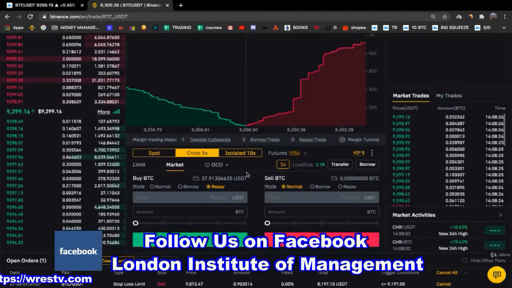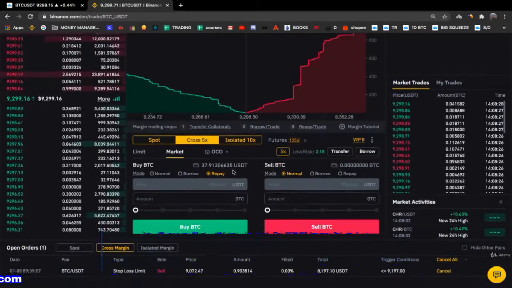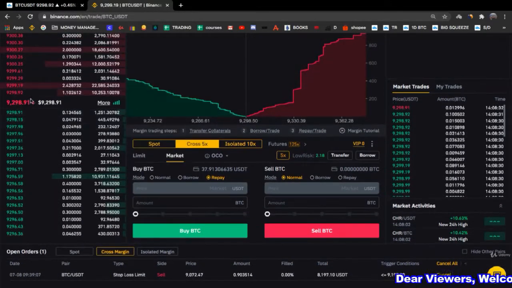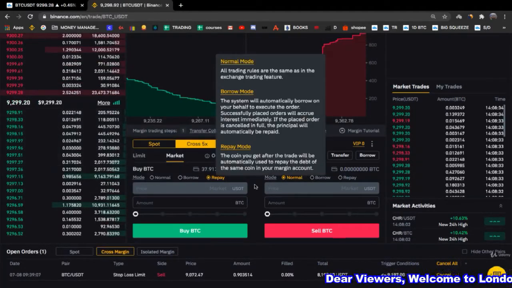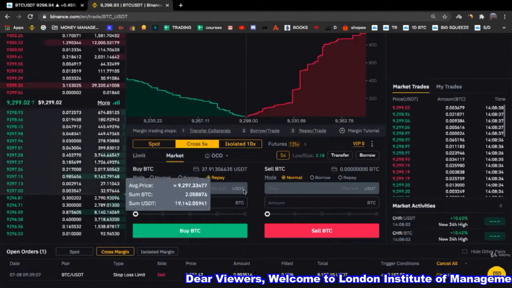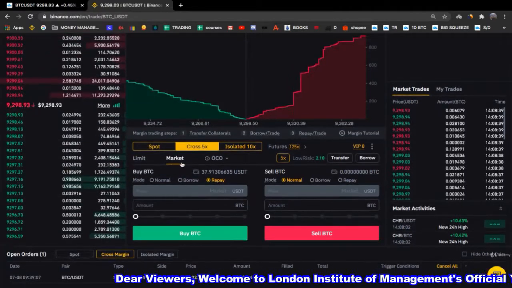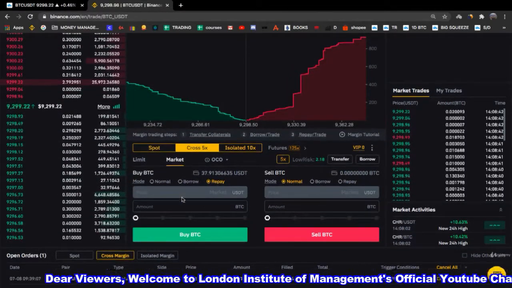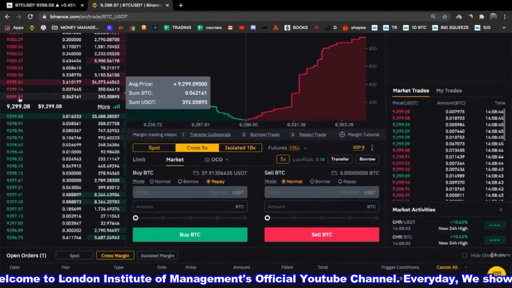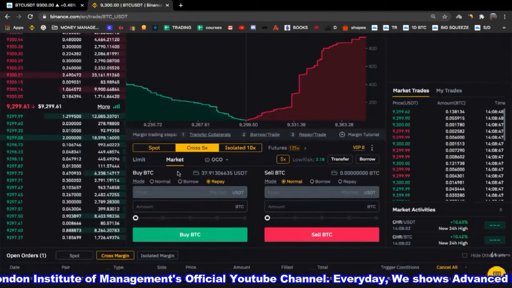So let's start with the market order. The market order, that's why it's called market, because it's executing basically at the current market price. When you want to buy fast and you don't really want to wait, you simply use a market order, and the market order will buy the amount that you want at the current market price and will be executed right away.